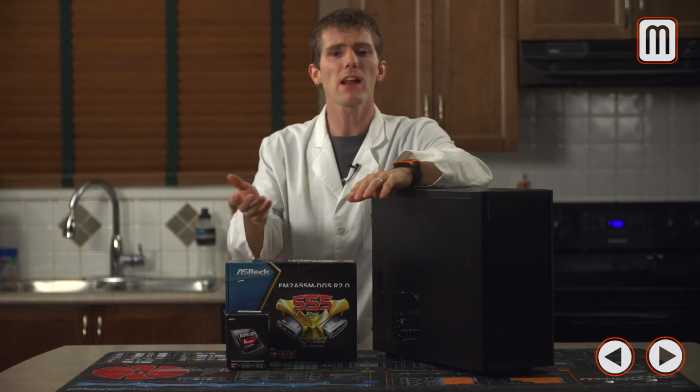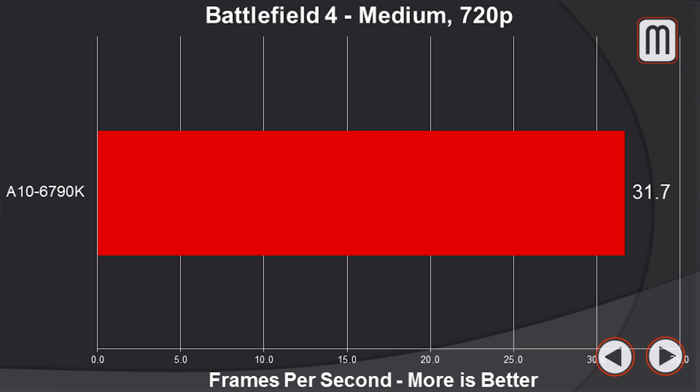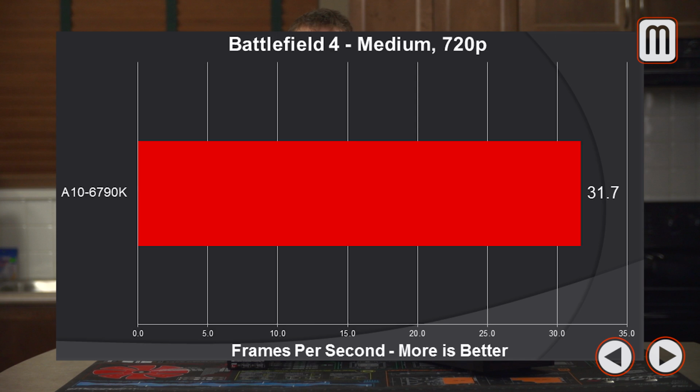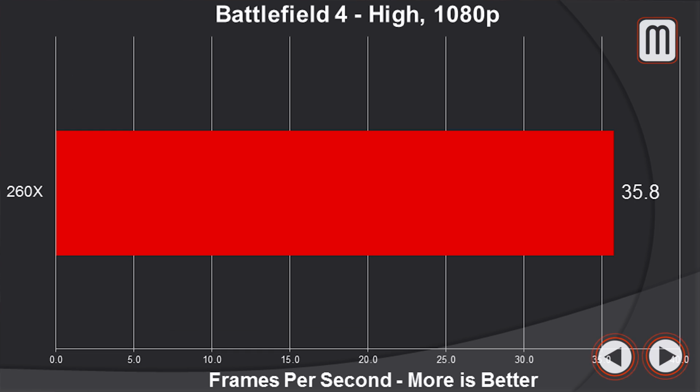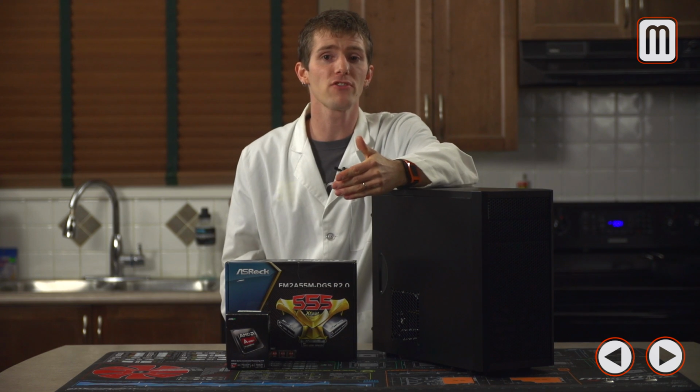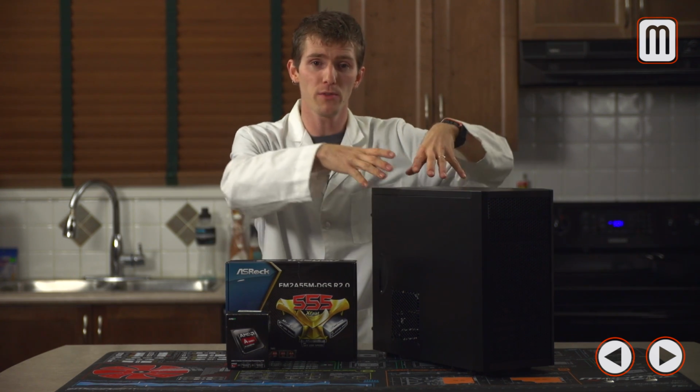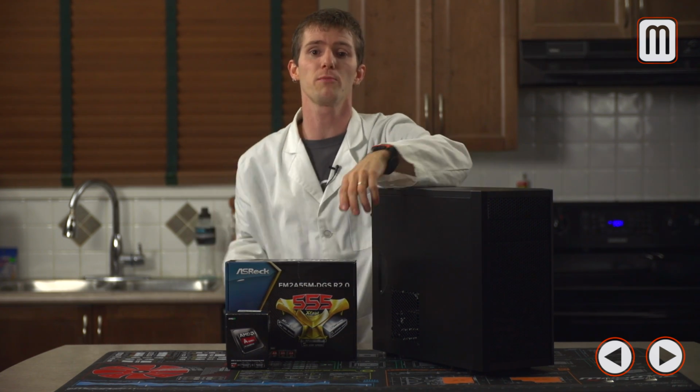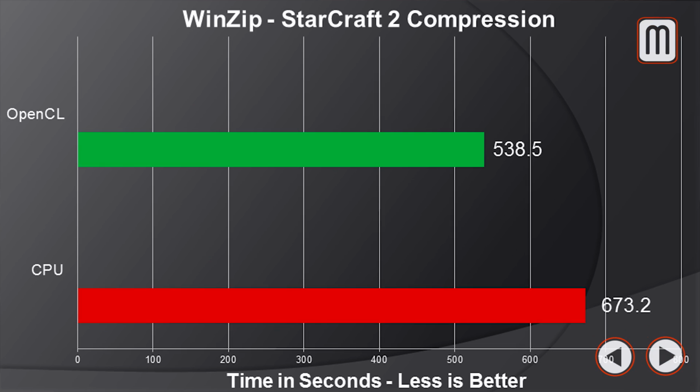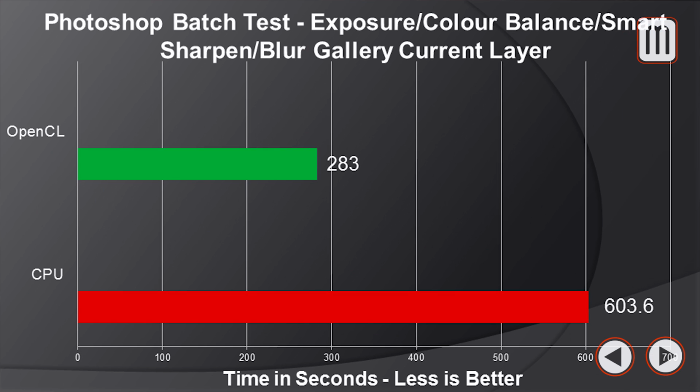Starting with gaming. In Battlefield 4 at 720p with medium details, it's as advertised. It works, it's playable, and of course we can add our 260X graphics card to it, and all of a sudden it's a great 1080p capable gaming machine, but at least it functions out of the box. Other applications that can take advantage of the GPU that is built onto the CPU, the APU so to speak, are things like WinZip or batch filter processing scripts for Photoshop, for example. These were able to perform much better with the APU using OpenCL acceleration versus just relying on the CPU.